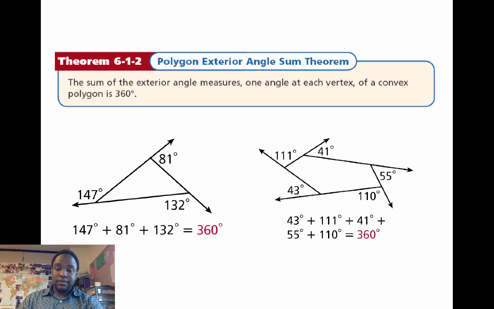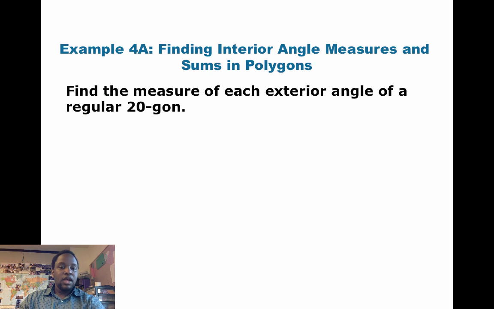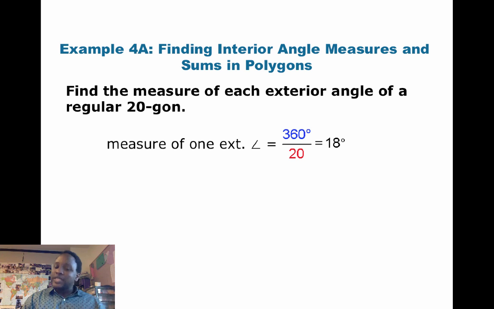So let's do some problems. Find the measure of each exterior angle of a regular 20-gon. Okay, so we know that the sum of the exterior angles equals 360 degrees. And we know that since it's regular, all of the exterior angles are going to be congruent to each other. So what we can do is 360 divided by 20, and we get 18 degrees. So each exterior angle is 18 degrees. And I believe that is it.